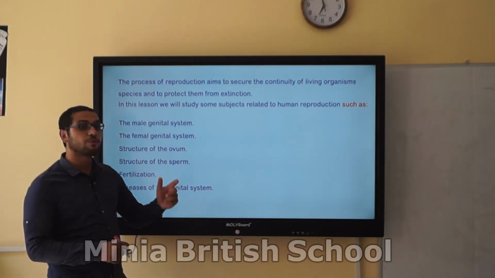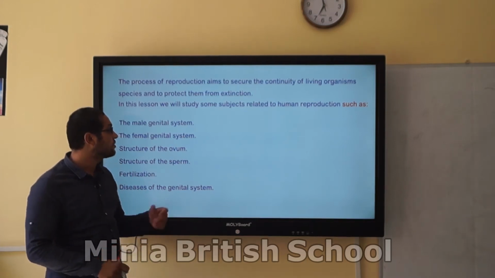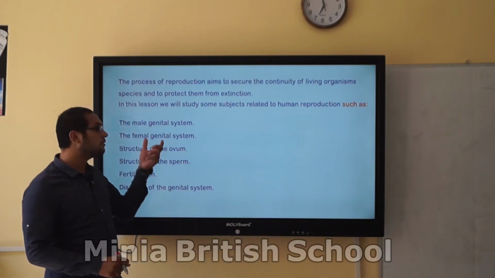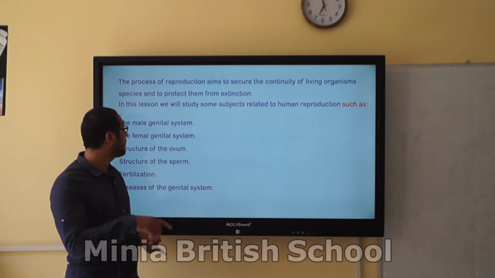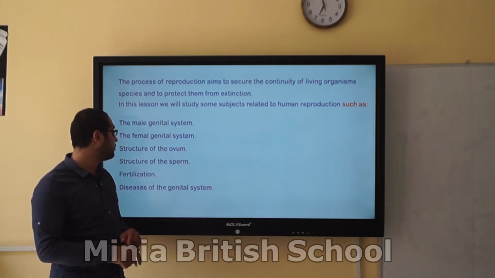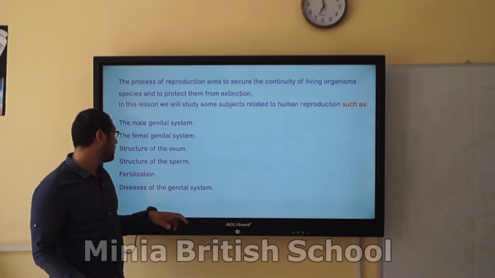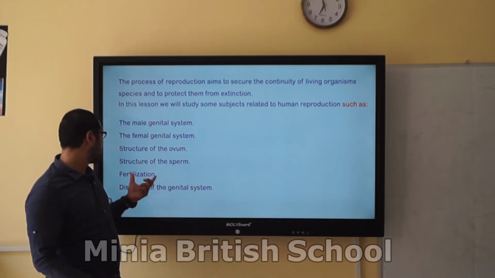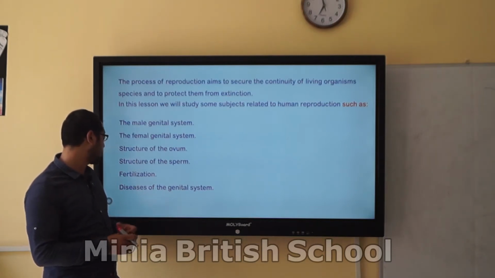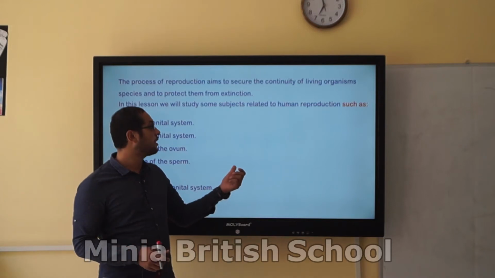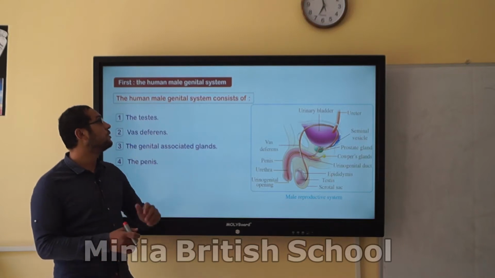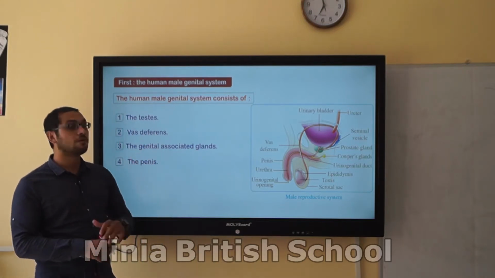Okay, so in this lesson we will study many subjects related to human reproduction, such as the male genital system, the female genital system, the structure of the ovum and the structure of the sperm, and then in the next session we will study fertilization and diseases of the genital system. Okay, first, the human male genital system.